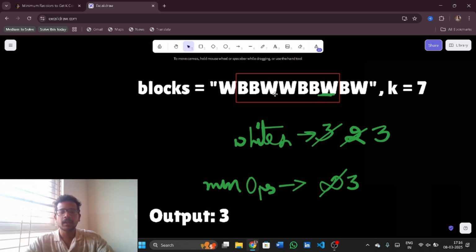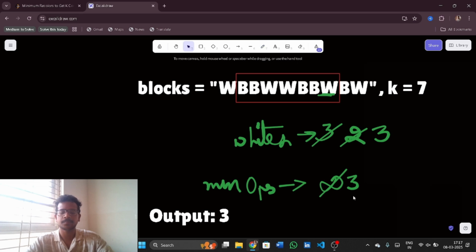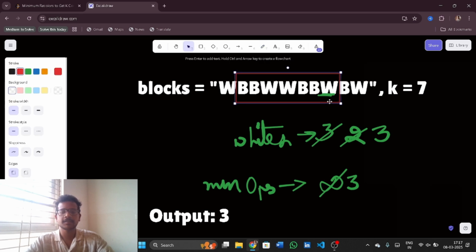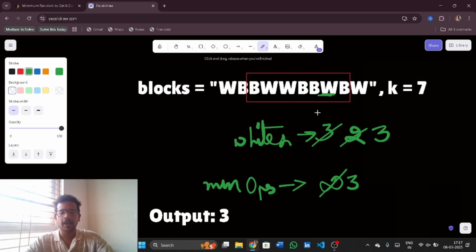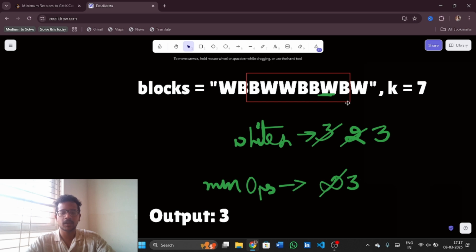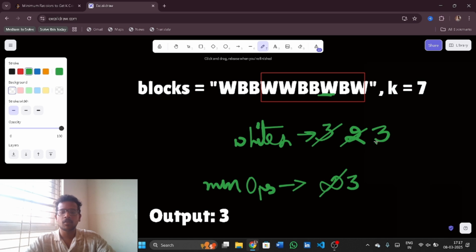Now here also I got only 3 whites: one white here, one white here and another white here. So the number of whites is still 3, and the minimum operations need not change as they are both the same. Now I take the next window. Here also I got the same 3 whites, so there is no need to change. Now the number of whites here is 4, and the minimum of these two is 3 itself. So at the last I will return 3.